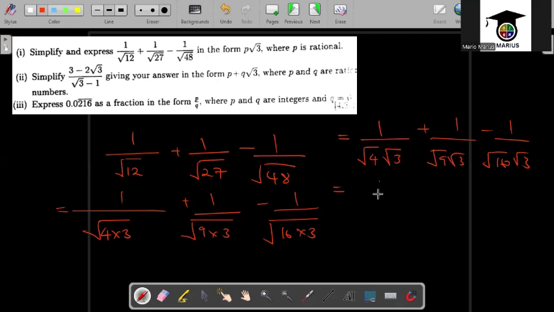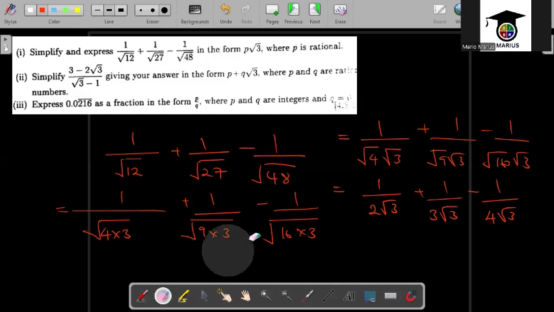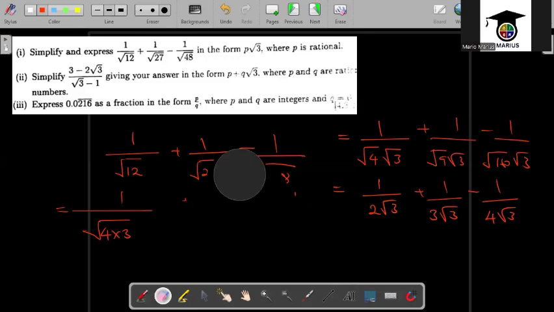I can evaluate this root 4, which is just 2. I have 3 there plus 1 over 3 root 3. Minus 1 here, 16, it's 4 root 3. Okay, now after getting this, what can I simplify it? So I have to make this first into a single fraction.